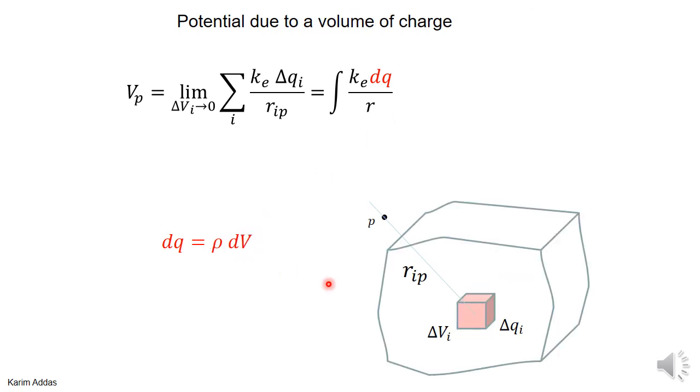Of course, you can imagine what the case would be for a volume charge distribution. You cut up your volume into small elements of volume. You get the potential due to each element of volume. You let the size of each element of volume go to 0. And this summation can be written as an integration. And instead of dq, now we take dq to be rho dV.